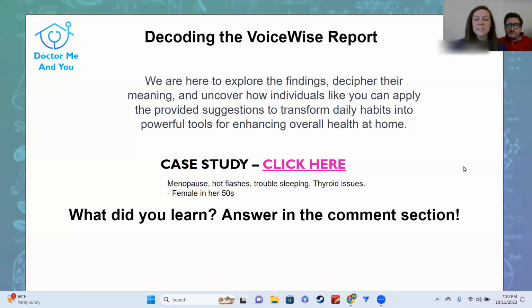Okay, so this is a VoiceWise report example focusing on the nutrition pillar. The case study that we're working on right now is a female in her 50s who came to us with menopause, hot flashes, trouble sleeping, and pre-diagnosed thyroid issues. That information was given to us before she ever did her voice report. So now we're going to go into her voice report.